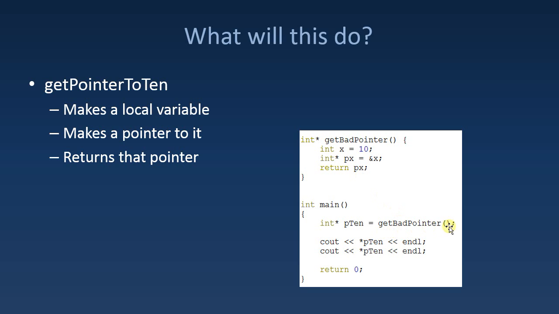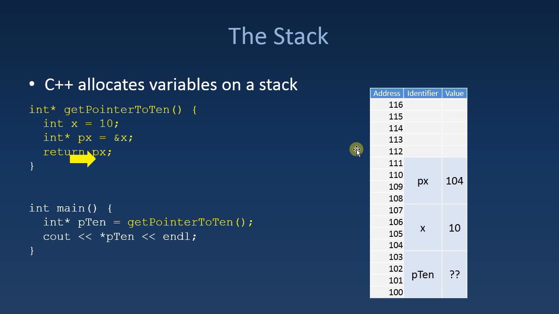And so down in main, I call getBadPointer. I take that memory address, store it as p10, which is a pointer to an integer, and then I try and print out the value that p10 points to. And I do that twice. Well, it's called getBadPointer for a reason. If I try that, it doesn't work correctly, and I get some weird results.